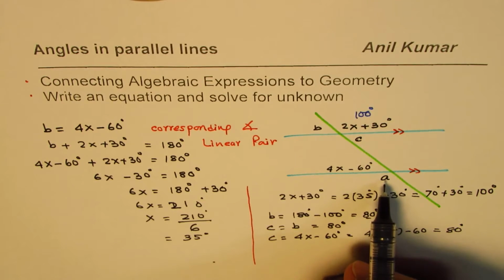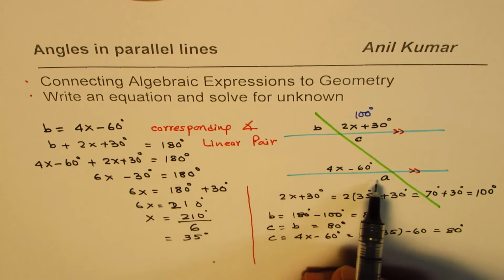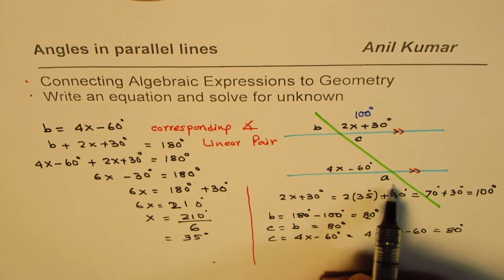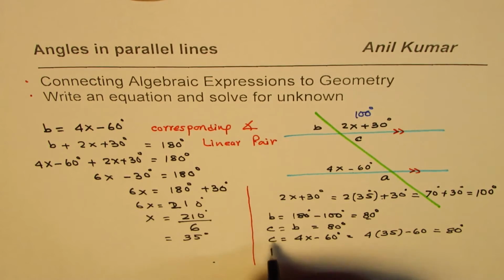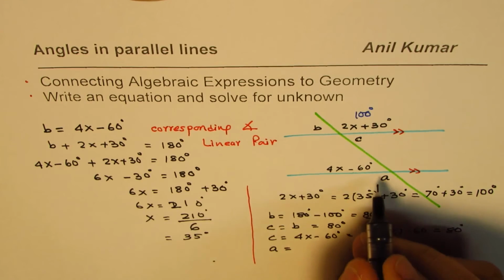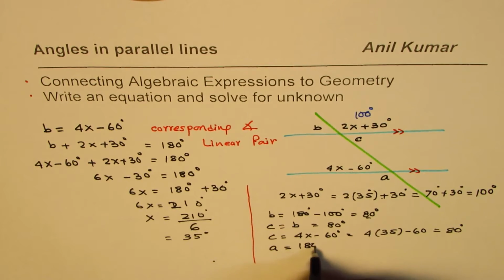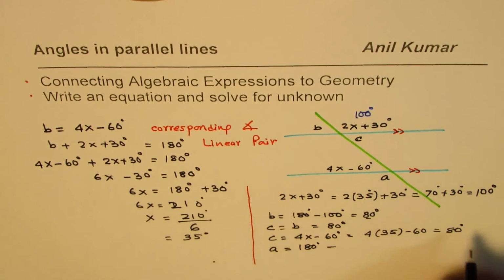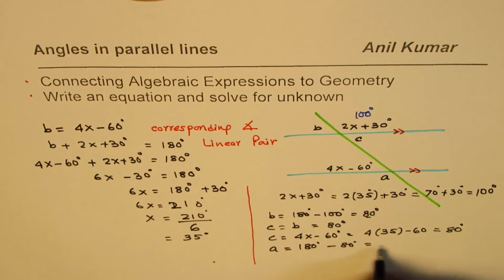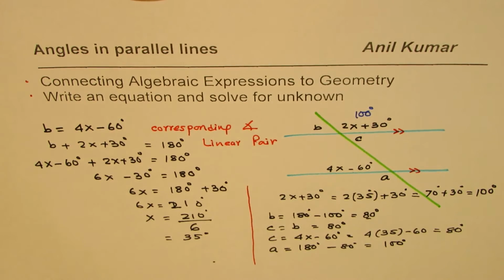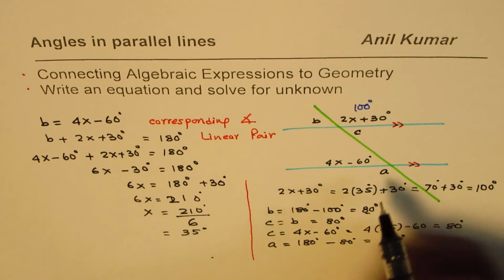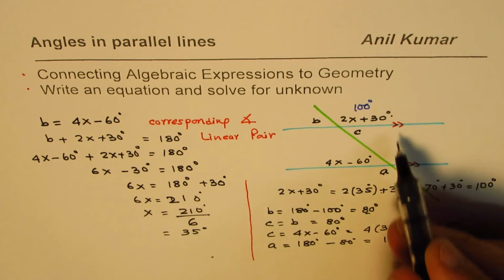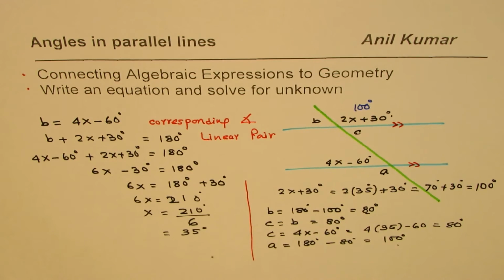Now A is equal to 180 minus this, or we can also write A is the corresponding angle to, let's write down. So A is equal to 180 degrees minus 80, and that is 100 degrees, right? So that is how we can write A, or we can say A and this are alternate angles. They should be 100 each.